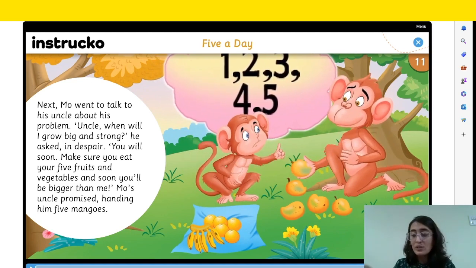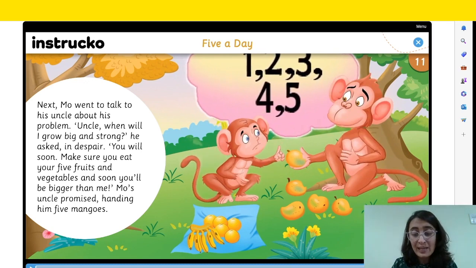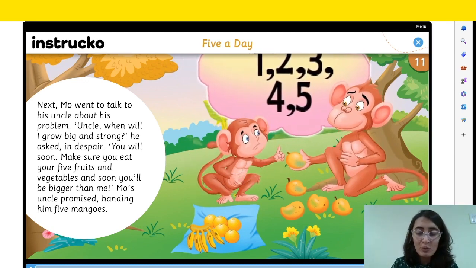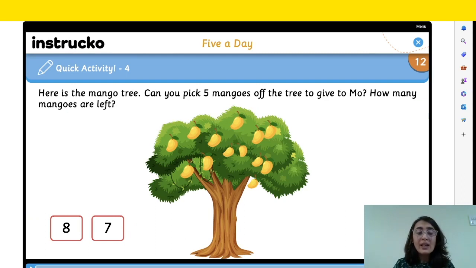Okay. So Mo's uncle also told him the same thing, that if he eats 5 fruits and vegetables per day, he will grow big and strong. And then Mo's uncle handed him 5 mangoes. Okay, see, these are the mangoes that Mo's uncle handed him, right? Now see, here is a mango tree. Now again, we have to pick 5 mangoes from the tree and give it to Mo. And then we have to tell how many mangoes are left with us. Okay. So let's count 5 mangoes first and give it to Mo. And then we will count the remaining mangoes.